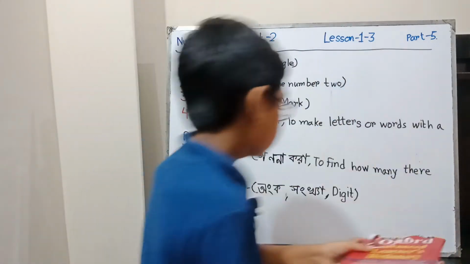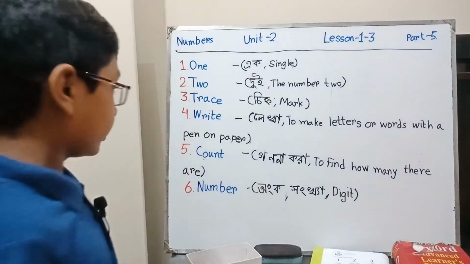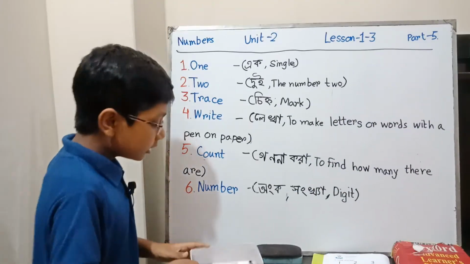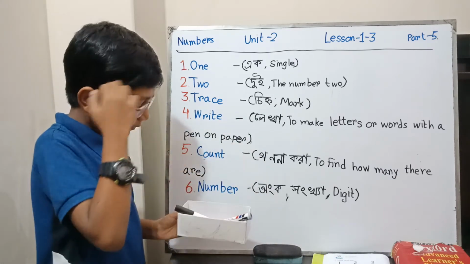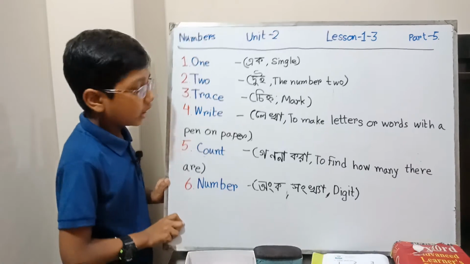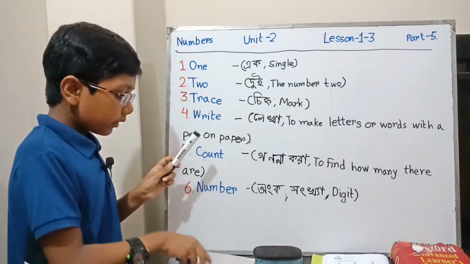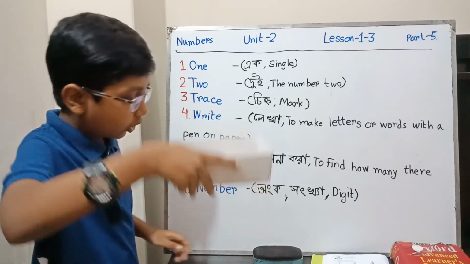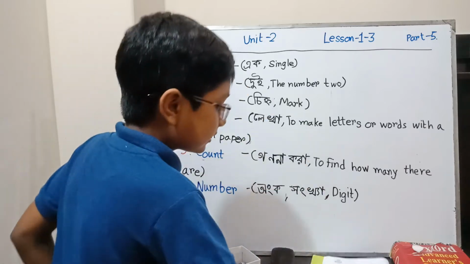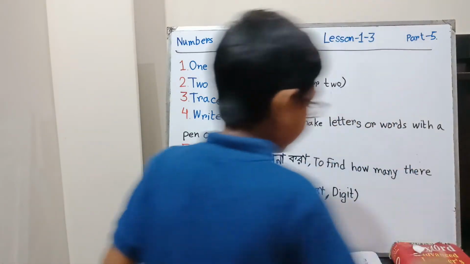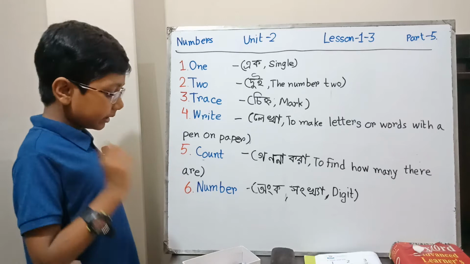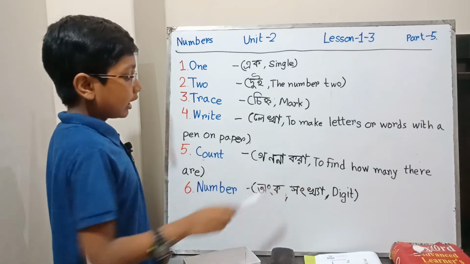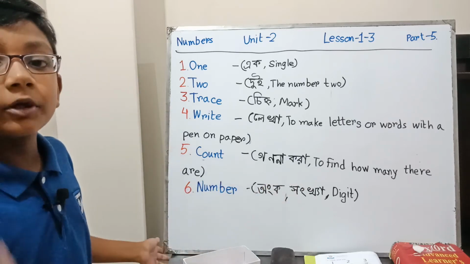1, 2, and how many things do I have? 1, 2, and 1, 2. Uh-oh, I forgot counting. Okay, 1, 2, 3, 4, 5, 6, 7. So I got 7 things. But what was this? It was counting. So you understand what counting means. Counting means gonona kora. I've counted, that means ami gonona korechi.